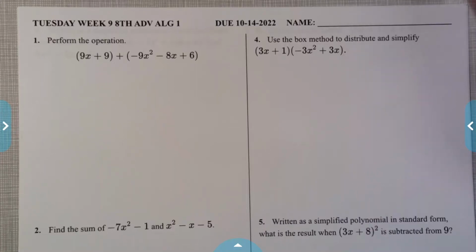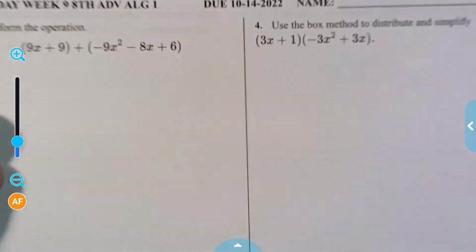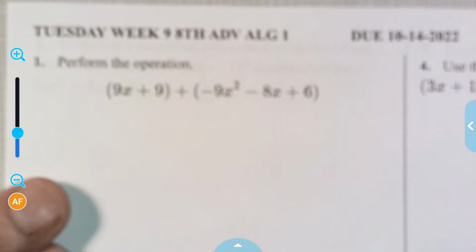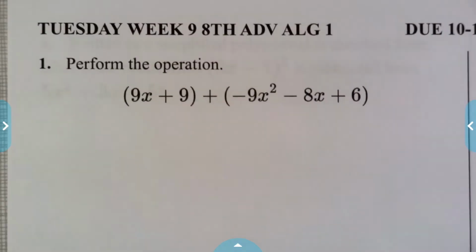All right, so here we are with the Tuesday assignment for week 9, 8th grade, Advanced Algebra 1. Now this first problem, let's zoom in here. This first problem is a spiral problem, meaning it's something we've already done before. Adding and subtracting polynomials of degree 1 and 2.